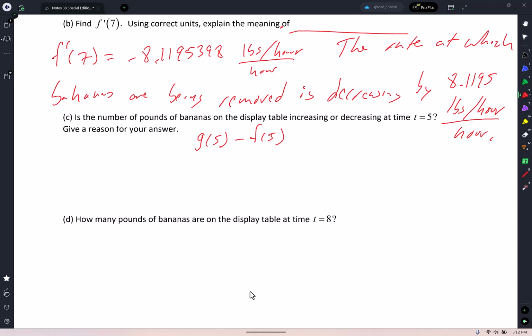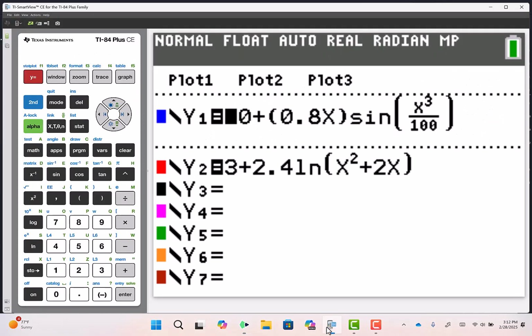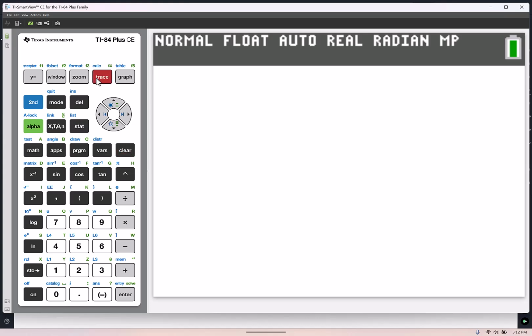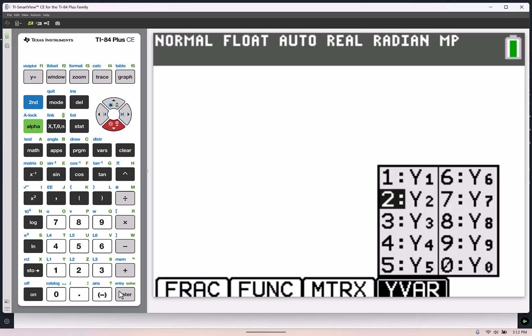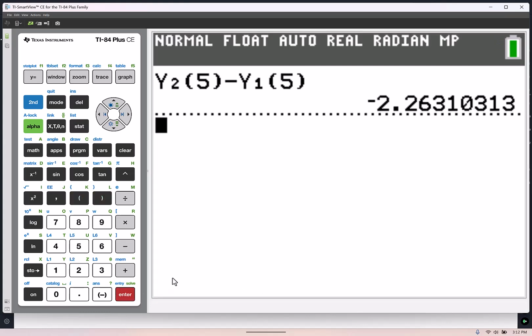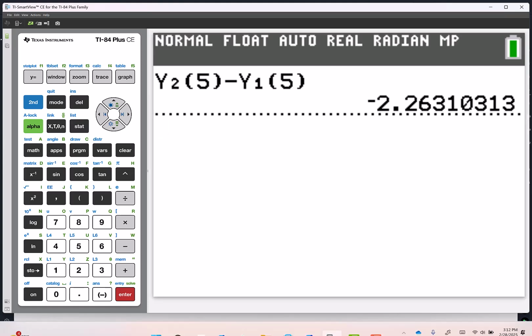Does that make sense? So remember, I already have these equations in my calculator, guys. This one's in the y2, this one's in the y1. So this is all you got to show, just g of 5 minus f of 5, because it's a calculator portion. I'm going to go second quit, clear everything, alpha trace, y2, put a 5 in here, minus alpha trace y1, put 5 in there, push enter. And there it is. Negative 2.2631.